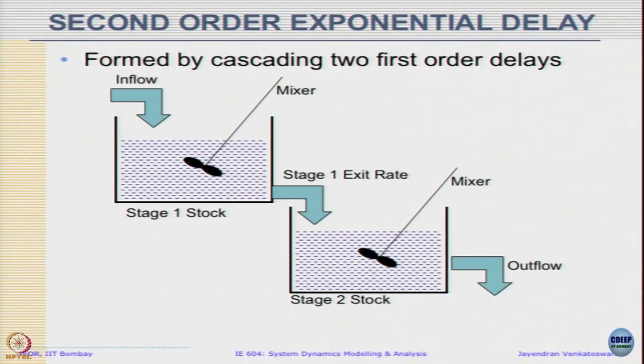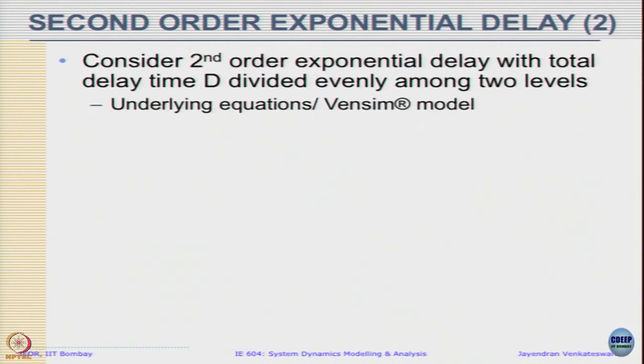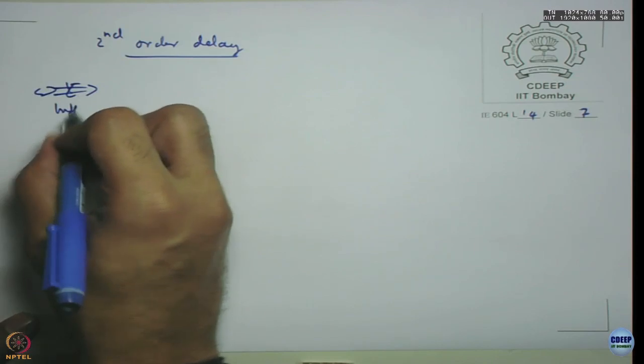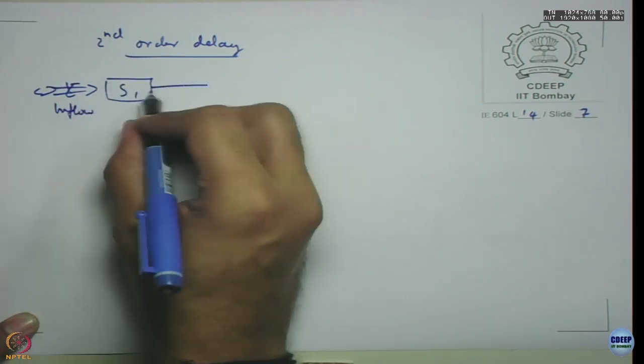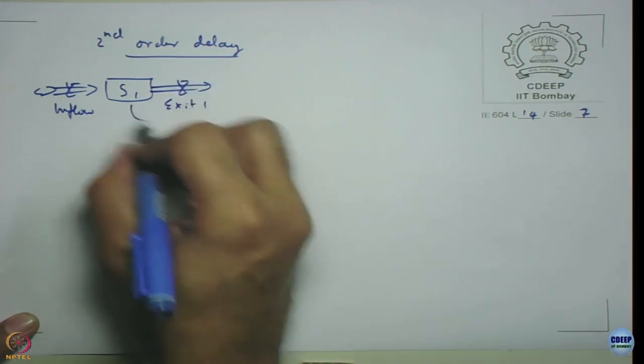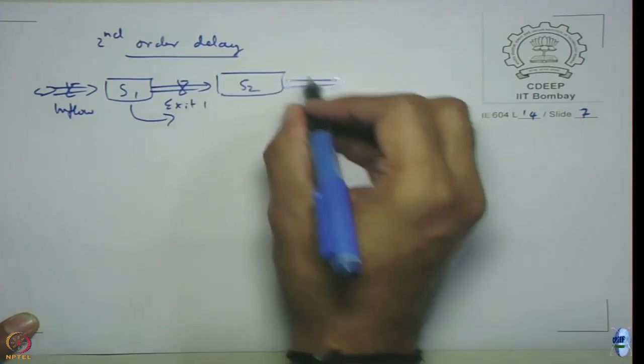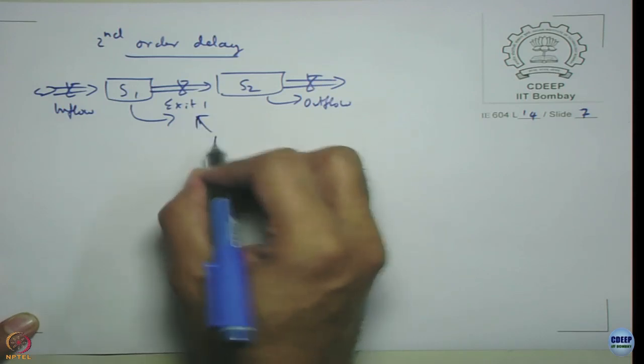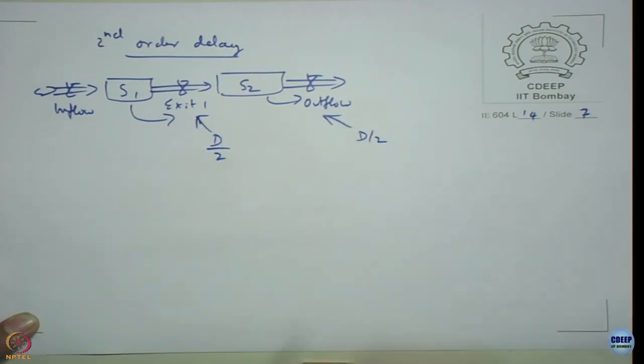Second order delay you can imagine as cascading two first order delays, that's it, that is called a second order delay. So the tank example looks very similar, so the stock and flow we may be able to guess based on this. When you do a second order delay, we will assume the total delay time is divided evenly among both the levels. So if you want to model the second order delay, we take inflow, stock 1, let's call it exit 1, stock 2, and this is your final outflow. This is affected by D by 2 and this is affected by D by 2.